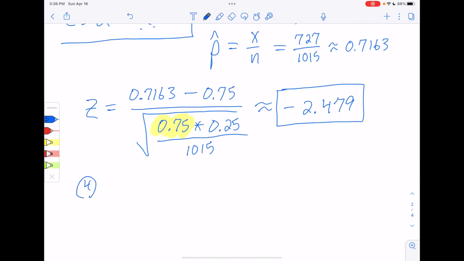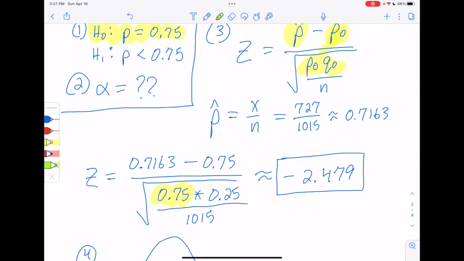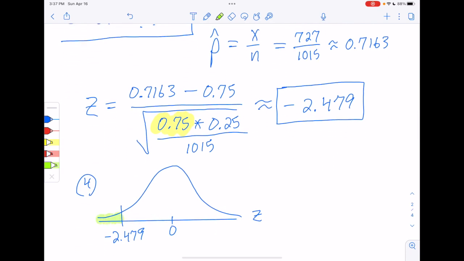So the next step would be to calculate the p-value. This is a z variable, so we're going to draw the z curve, put 0 in the middle to represent the claimed proportion, and then negative 2.479 is way over here on the left. And then to decide whether we shade the left or the right isn't based on whether this value was on the left or the right. It's based on what we see right here in H1. That less than means it's a left-tailed test. So we're going to shade the area to the left-hand side. And on a one-tailed test, that area we end up shading is our p-value.